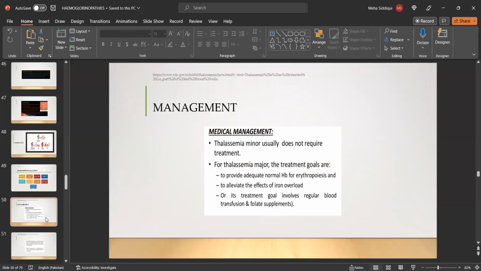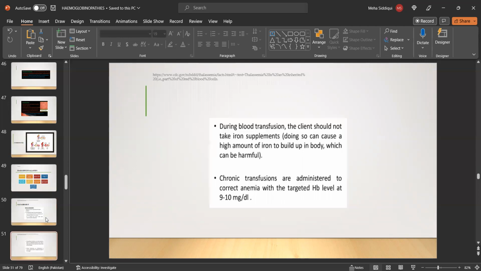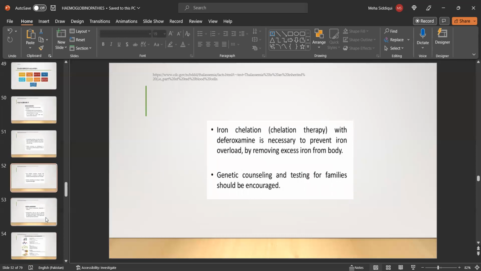Management, medical management. Thalassemia minor usually does not require treatment. For thalassemia major, the treatment goals are to provide adequate normal hemoglobin for erythropoiesis and to alleviate the effects of iron overload. The treatment involves regular blood transfusion and folate supplements. During blood transfusion, the client should not take iron supplements. Chronic transfusions are administered to correct anemia with a targeted hemoglobin level of 9 to 10 grams per deciliter. Iron chelation with deferoxamine is necessary to prevent iron overload by removing excess iron from the body, and genetic counseling and testing for families should be encouraged.